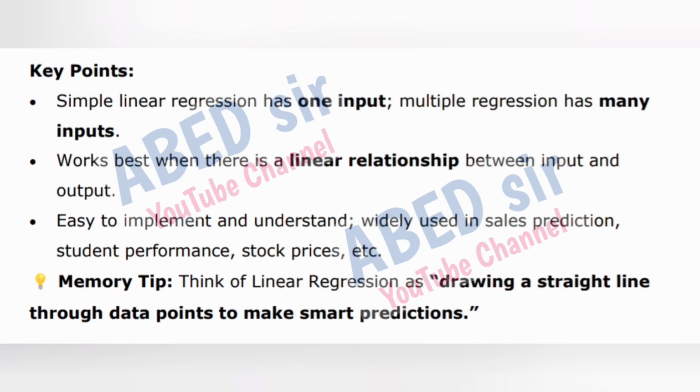Key points. Simple linear regression has one input, multiple regression has many inputs. Works best when there is a linear relationship between input and output. Easy to implement and understand, widely used in sales prediction, student performance, stock prices, etc. Memory tip: think of linear regression as drawing a straight line through data points to make smart predictions.